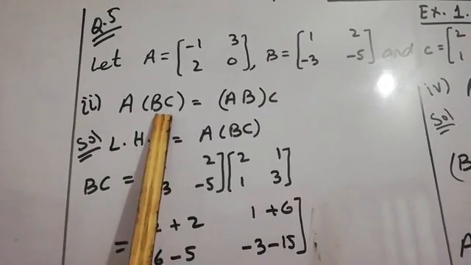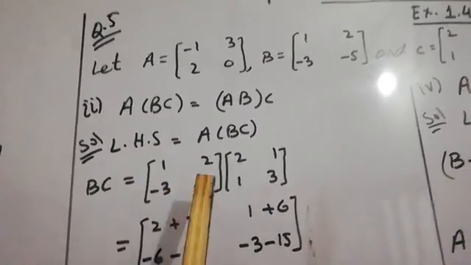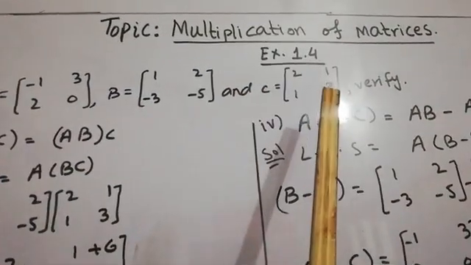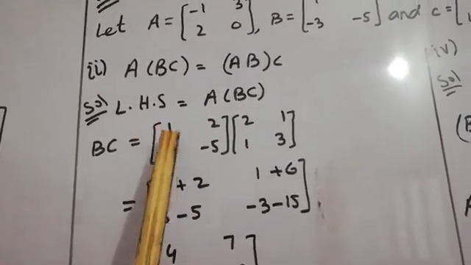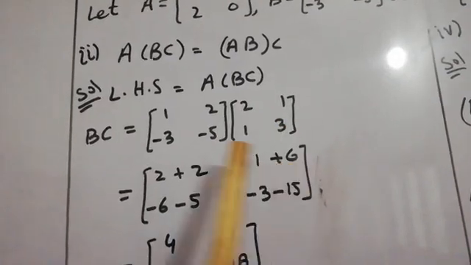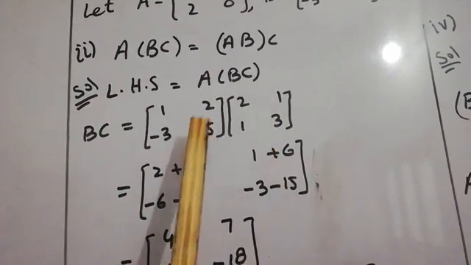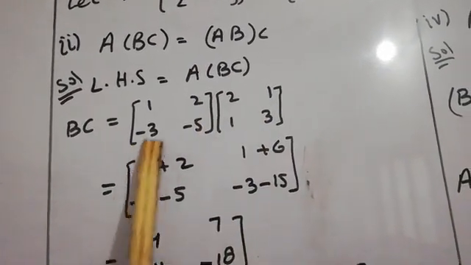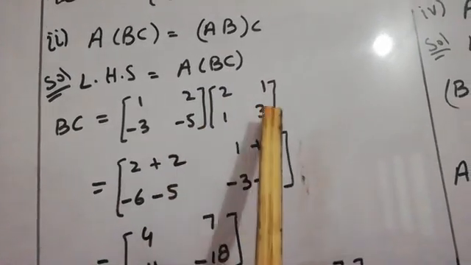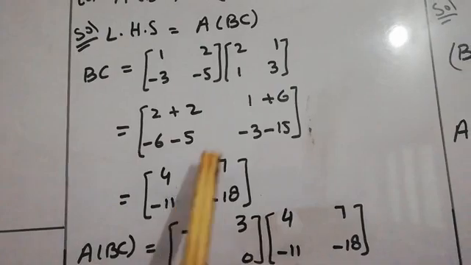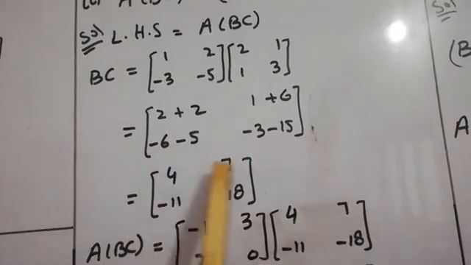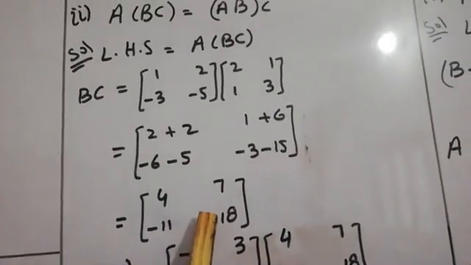We will solve the bracket first. BC means we will multiply matrix B with matrix C. Like this: 1 twos are 2, 2 ones are 2, 1 ones are 1, 2 threes are 6, minus 3 twos are minus 6, minus 5 ones are minus 5, minus 3 ones are minus 3, minus 5 threes are minus 15. So 2 plus 2 is 4, 7, minus 11 and minus 18. This is the answer of BC.